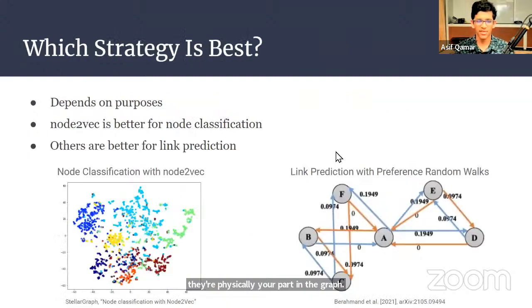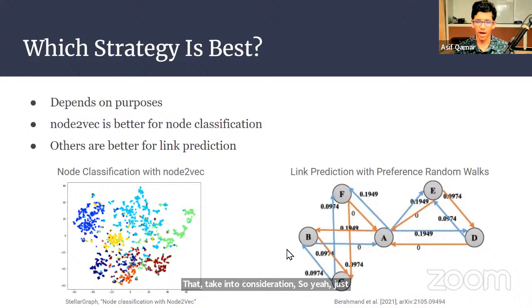So which strategy is best? It depends on what you're trying to do. Generally, node2vec is better for node classification, while other random walk strategies are better for link prediction. Here we have a graph that colors the node embeddings based on what communities they're in. What we have here is an example of link prediction using preference random walks, and preference random walks are just another type of biased random walk that take into consideration edge weight. So yeah, it just depends on what you're trying to do.